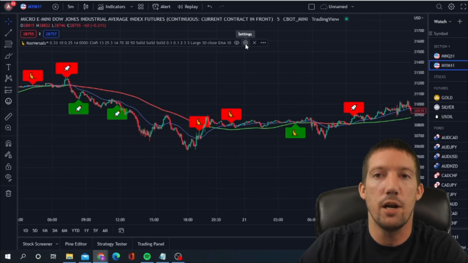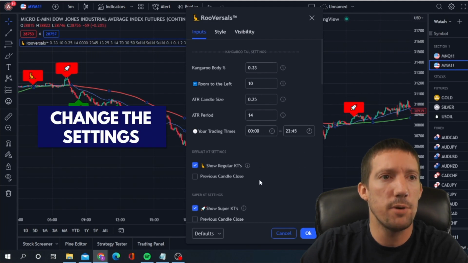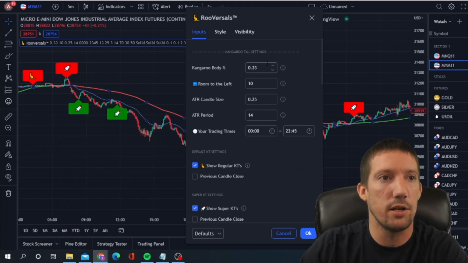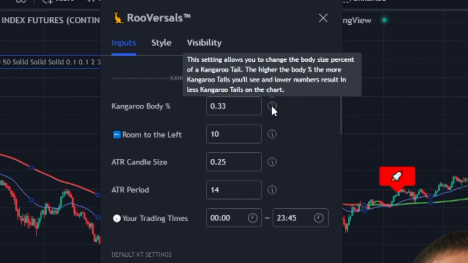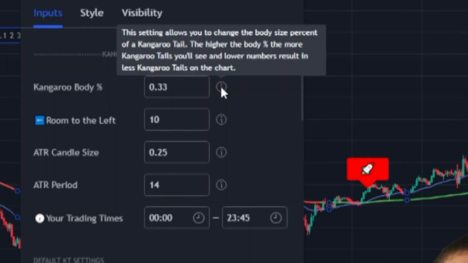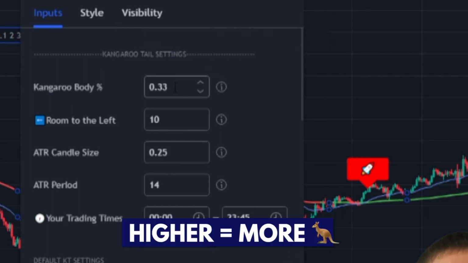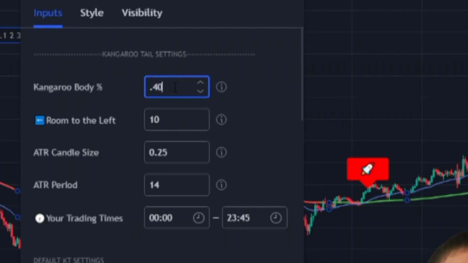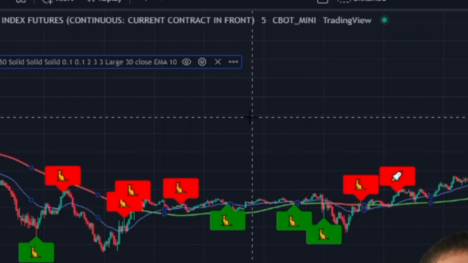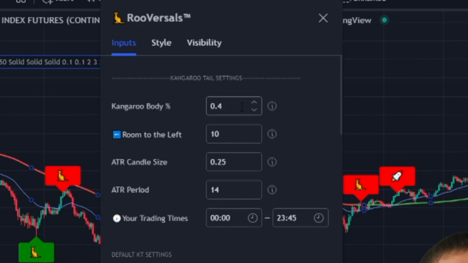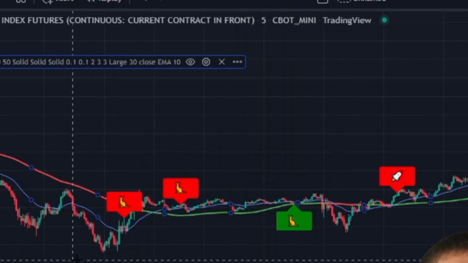So the first thing that I do is I go in and I change my settings. Okay, now I've already changed my settings to what I like. Now this one right here, if you wanna see more kangaroo tails, you can make the body percentage higher or lower. Okay, if you make this number lower, you're gonna see less kangaroo tails on the chart. If you make it higher, you're gonna see more. So let's see, for example, if we put in 0.40, you're gonna see more kangaroo tails. Okay, so we're gonna put that back to 0.33. See how some of them disappeared there?